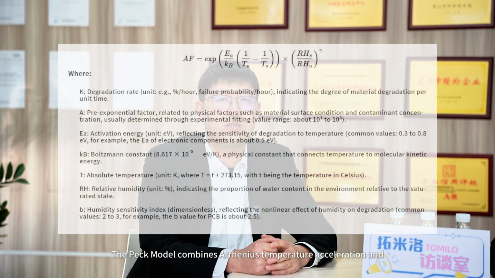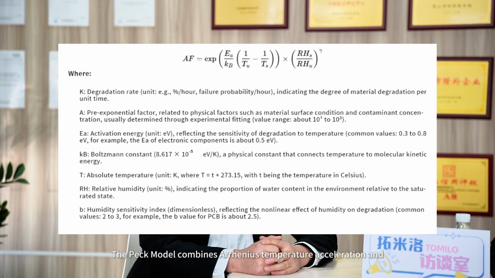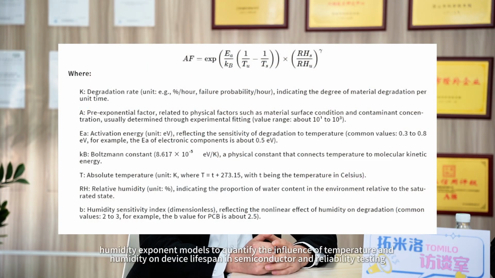The Peck model combines Arrhenius temperature acceleration and humidity exponent models to quantify the influence of temperature and humidity on device lifespan in semiconductor and reliability testing. This model is particularly useful for IC, LED, and photonic devices. By integrating temperature and humidity stress, it significantly shortens test periods.